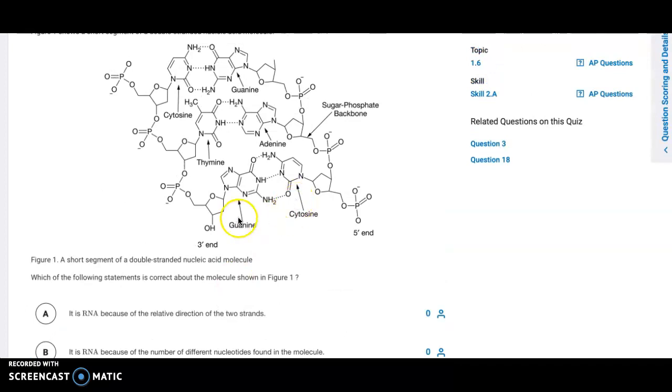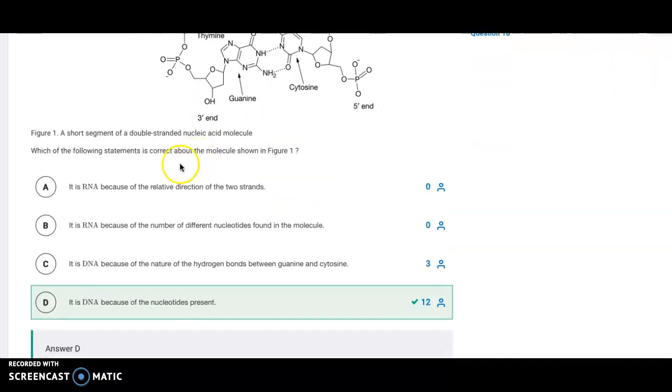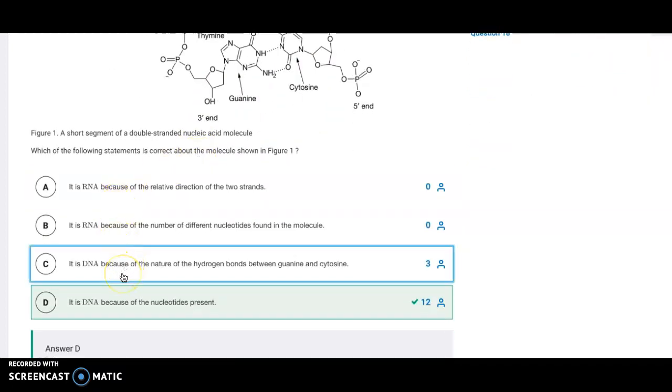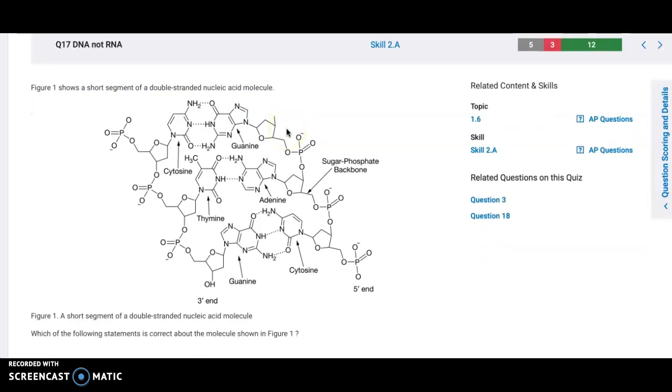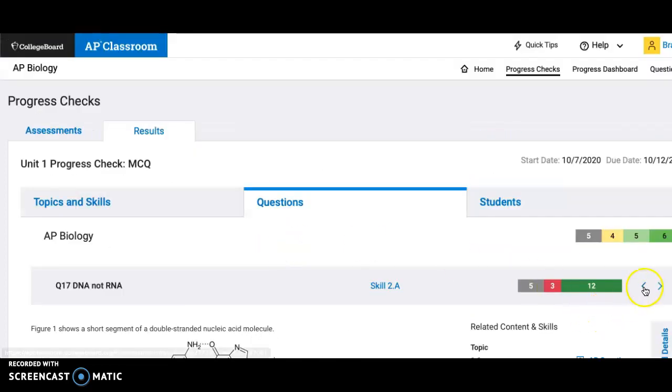Well, we have CGAT, okay? And some of you said it's DNA because of the nature of the hydrogen bonds between the guanine and the cytosine. Nope. GC bonds happen in DNA and RNA, and there's always 3 of those hydrogen bonds. That's the bonds here. AT bonds have 2. AU bonds also have 2. So the hydrogen bonding, which is what holds the DNA together, is always intact.